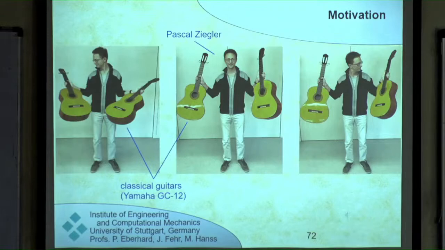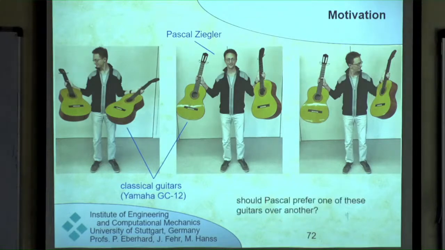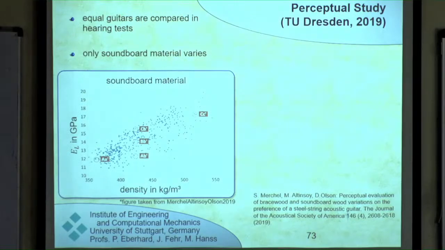And so Pascal Ziegler, vice director of our institute, he's a musician himself, and he has here two guitars, and then the question is, which one to take? Can we distinguish, and how can we distinguish the sound of guitars? How can we tell which guitar to buy, for example? They all look more or less the same, but the sound is different. And I will come later to how we can approach this. So should he prefer one of the others?